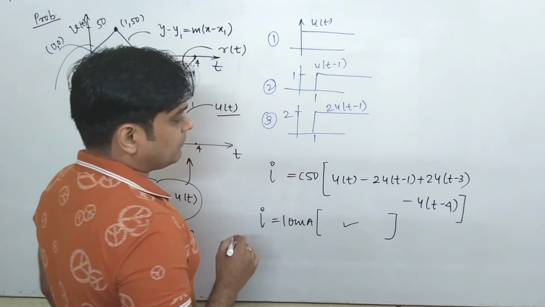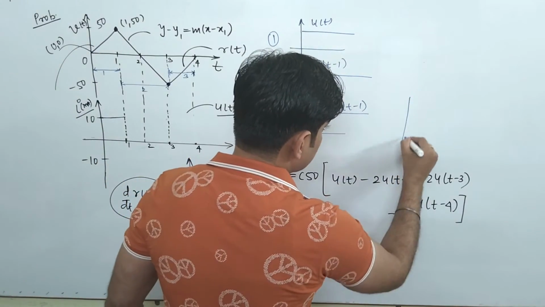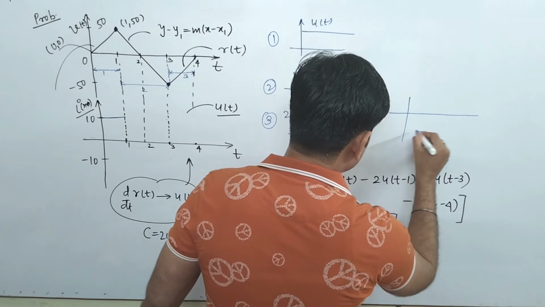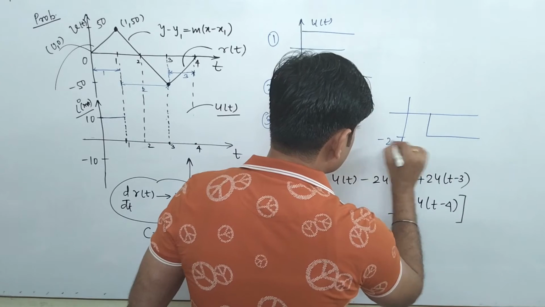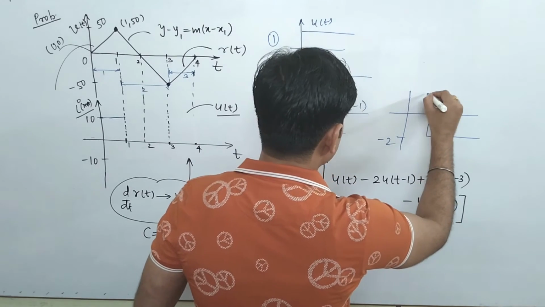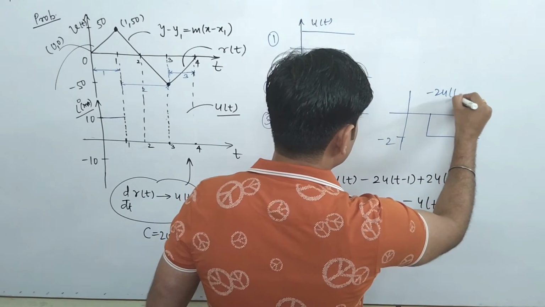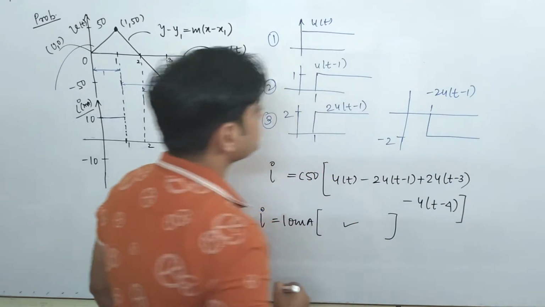Now if you talk about minus 2u(t minus 1), please see, this signal comes to be in this manner. Yes, it is minus 2. So now this signal is what? It is minus 2u(t minus 1).